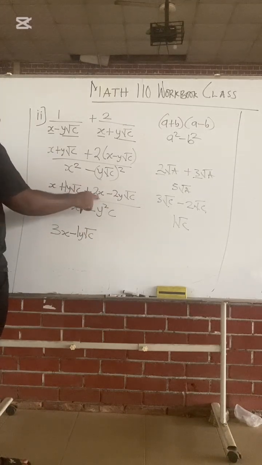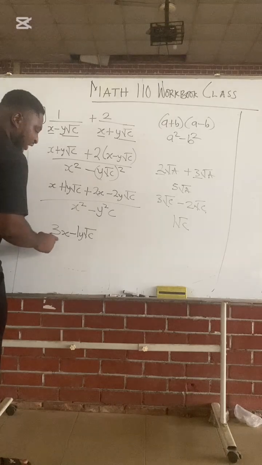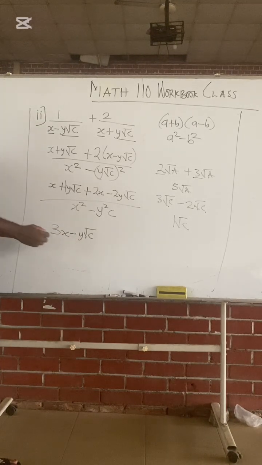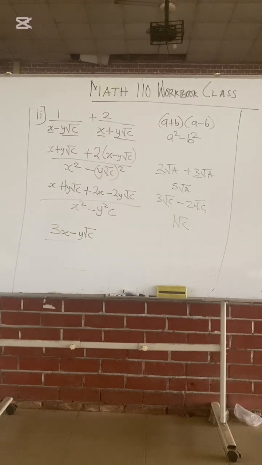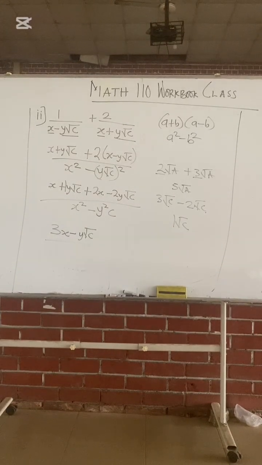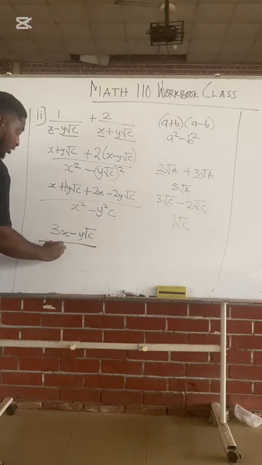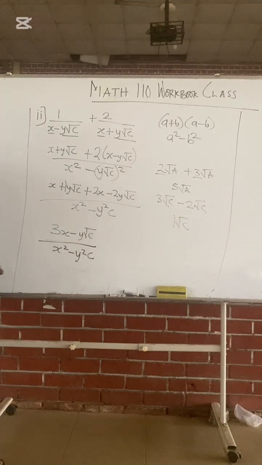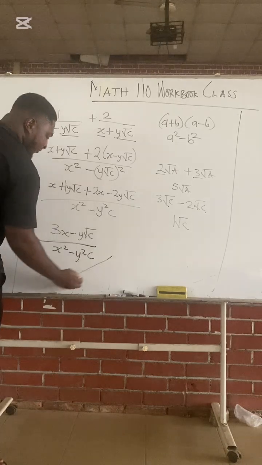And we have said x plus 2x, 3. So we're left with 3x minus 1y root C. 1y is written as y, right? We don't need to be writing the 1. All over x squared minus y squared C. Class, at this junction, we can't go any further.